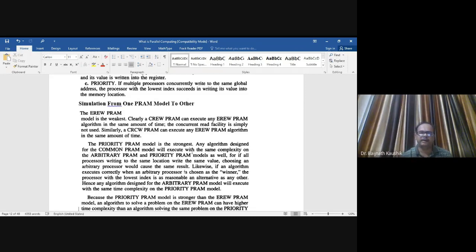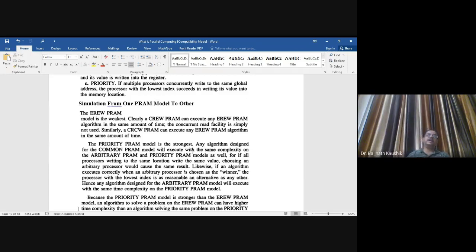But if we allow the concurrent reading facility, then this algorithm on CREW will take less time than on the EREW model. Similarly, a CRCW can also execute an EREW algorithm in the same amount of time if we do not allow concurrent read or concurrent write. But if we allow the facilities of concurrent read and concurrent write, then the same algorithm will be executed in less time than the time taken in the EREW algorithm.